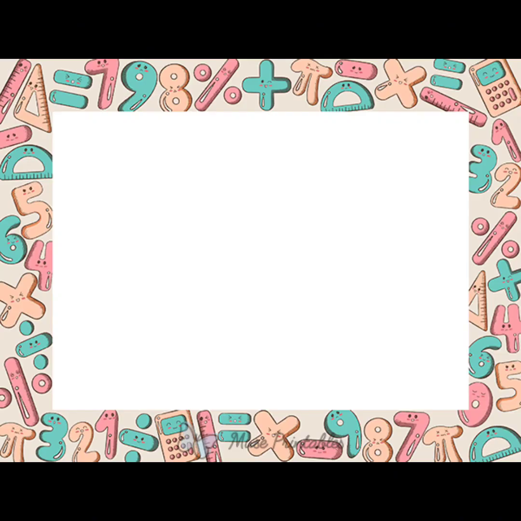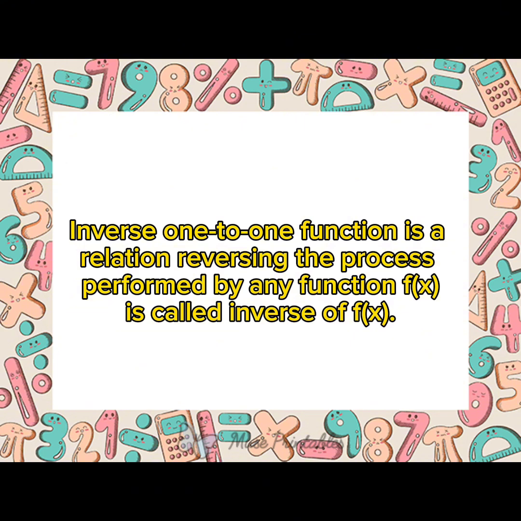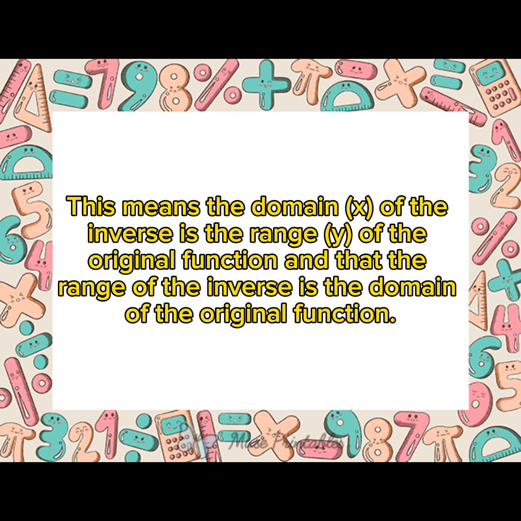Today, I will be tutoring you guys on how to solve inverse one-to-one function. So before we begin, let us know what inverse one-to-one function is. Inverse one-to-one function is a relation reversing the process performed by any function f of x, called the inverse of f of x. This means the domain of the inverse is the range of the original function, and the range of the inverse is the domain of the original function.